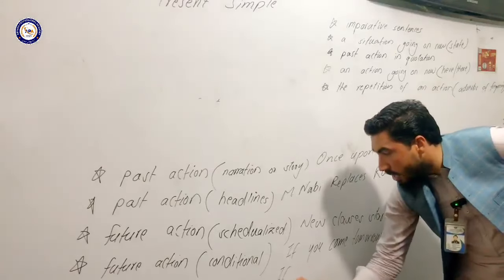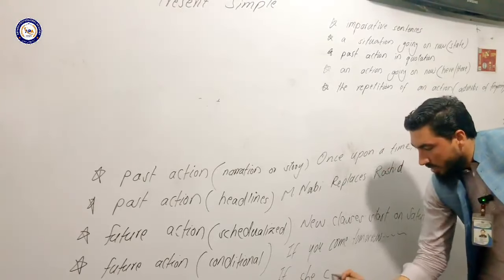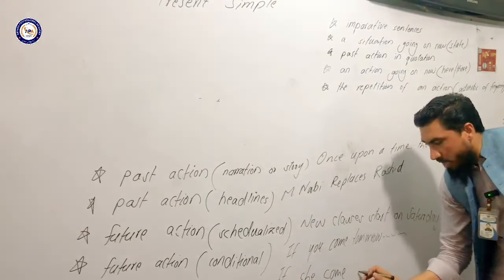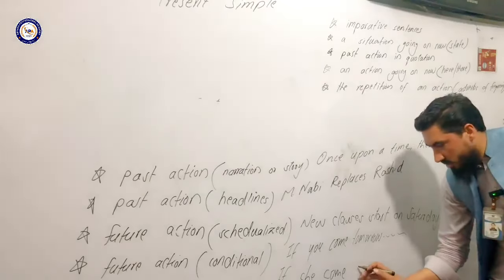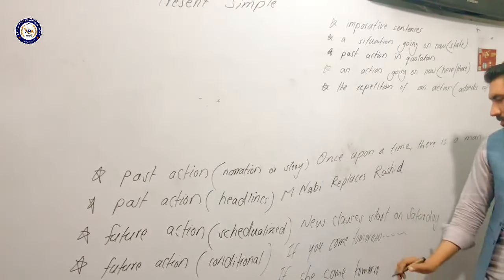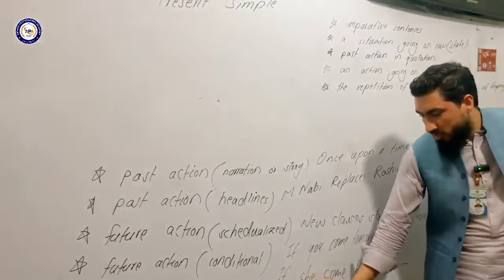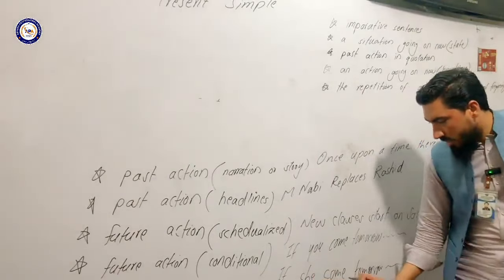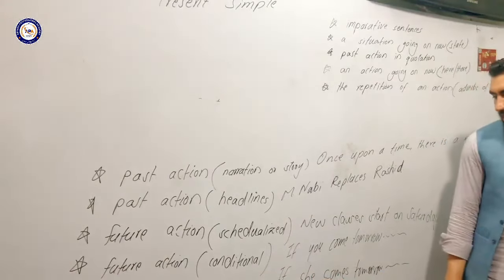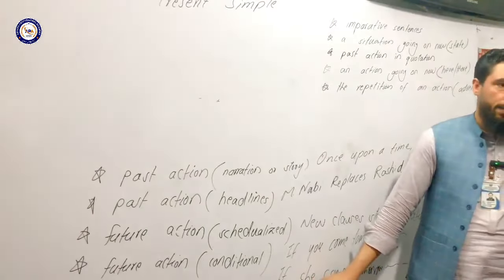If you use a singular subject here, if he or if she, come or comes? Comes. Think about it. Comes. If it is present simple and the subject is singular, the verb should also be singular. If she comes tomorrow, this is present simple and it gives future meaning.